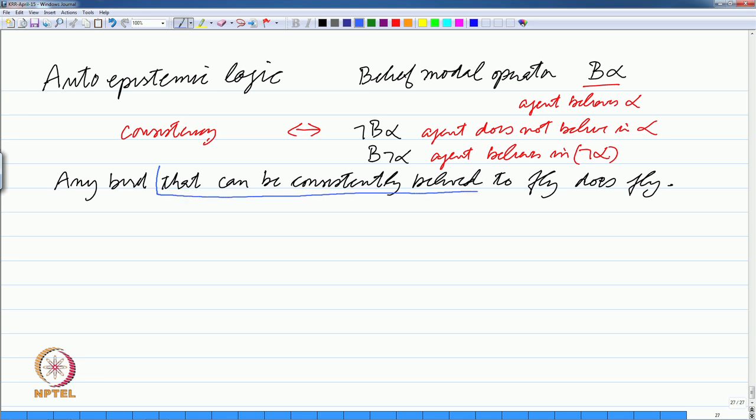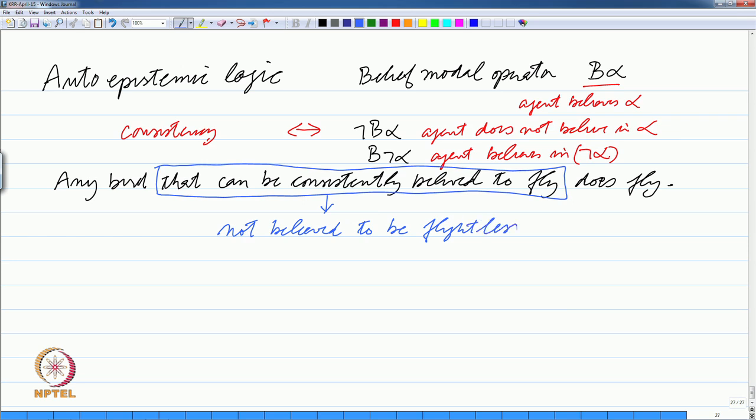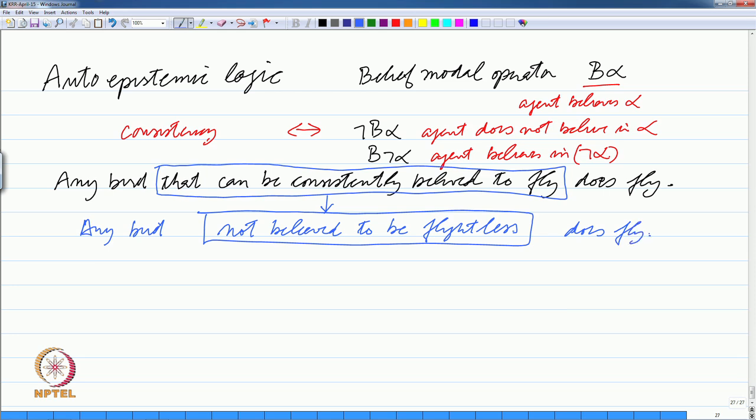So, this part we can replace by another statement, not believed to be flightless. So, the rest we can copy. Any bird not believed to be flightless does fly essentially.